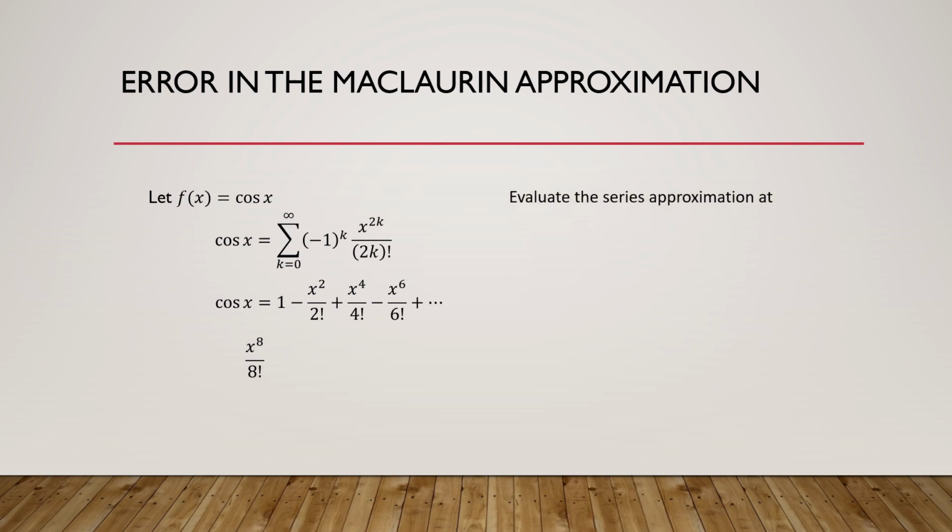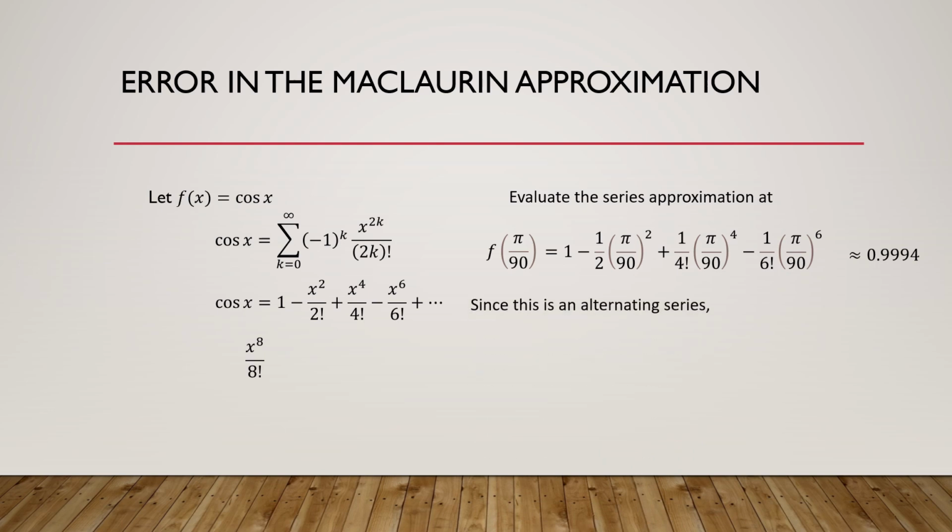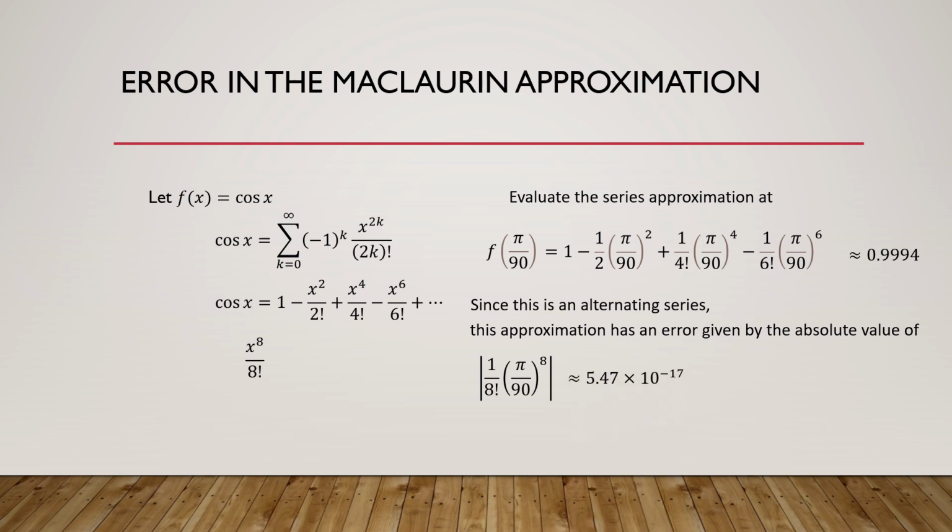Let's next evaluate the function f at pi over 90. Using the first four non-zero terms in the series, we get 1 minus 1/2 times pi over 90 squared, plus 1 over 4 factorial times pi over 90 to the 4th, minus 1 over 6 factorial times pi over 90 to the 6th, which equals approximately 0.9994. Since this is an alternating series, this approximation has an error given by the next term in the series, or the absolute value of 1 over 8 factorial times pi over 90 to the 8th power, which is approximately equal to 5.47 times 10 to the negative 17th power.